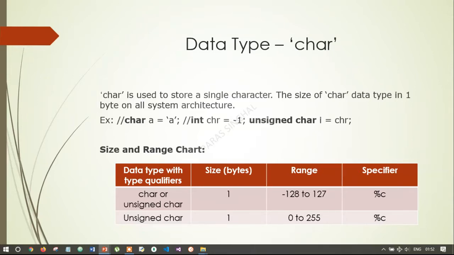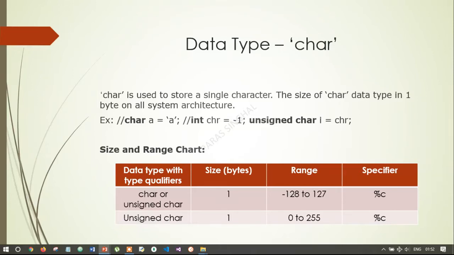As an example, you can see char a equal to, in single quotes, a, which means a is the variable name which is of type char, and has a value character a. After the execution of this line, the ASCII value of a, which is 97, gets stored in the memory location which is pointed by variable a.